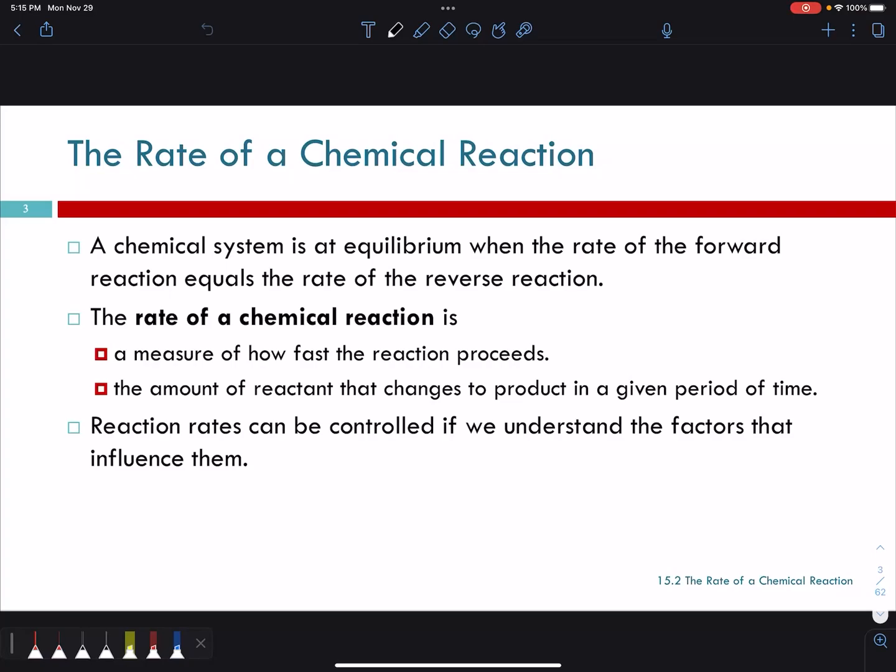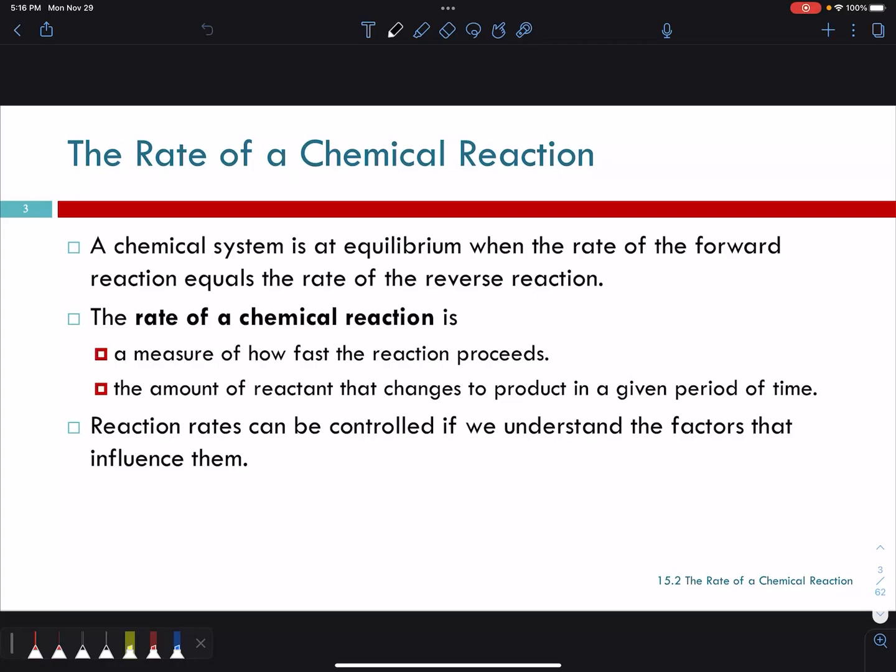So related to this, obviously, is the rate of a chemical reaction. A chemical system is at equilibrium when the rate of the forward reaction, or the cars driving one way down the freeway, is equal to the rate of the reverse reaction, or the cars driving in the opposite direction.